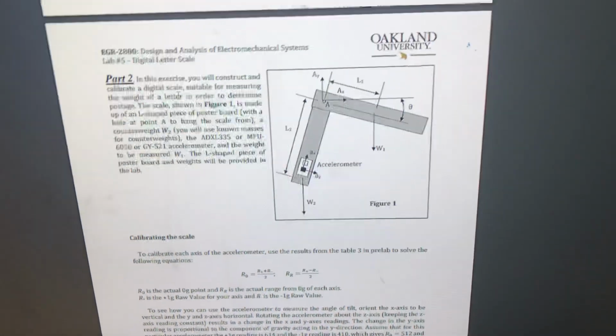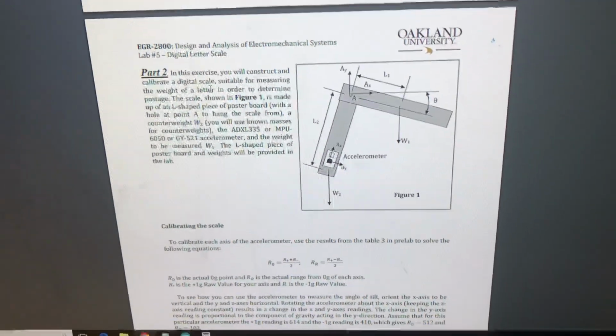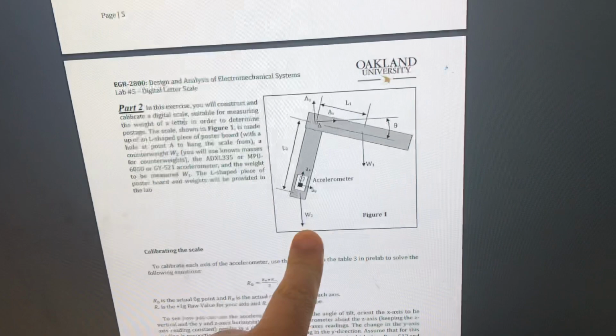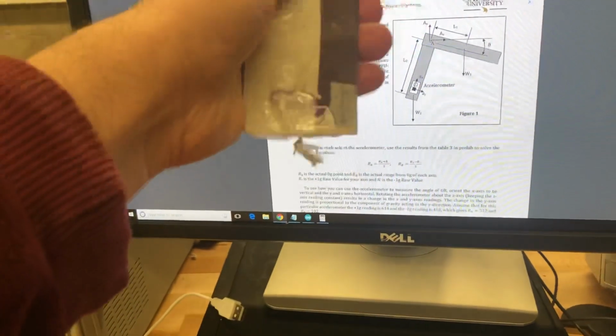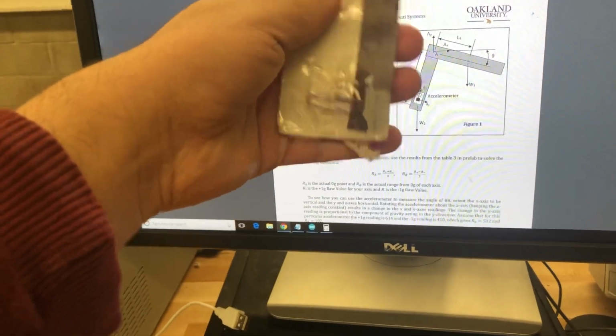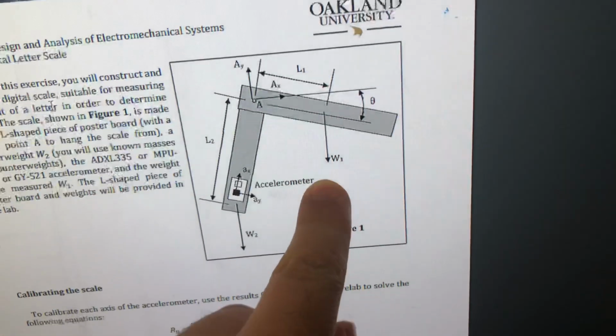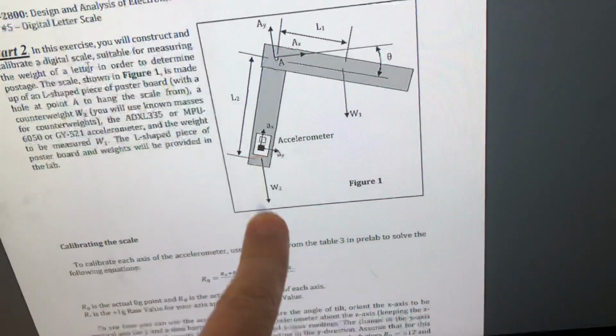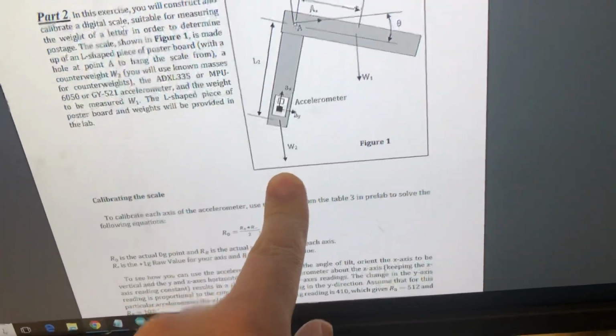Okay guys, let me give you some hints for part 2. First of all, you have to build the L shape in your home. This is an example, okay? Note that you have two strings, one here for W1 and one here for W2. So you have two strings, one for W1 and the other for W2, okay?